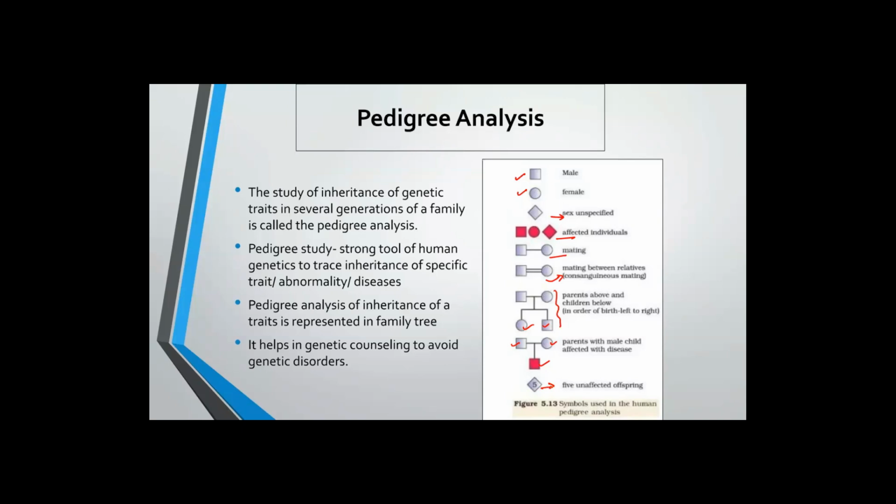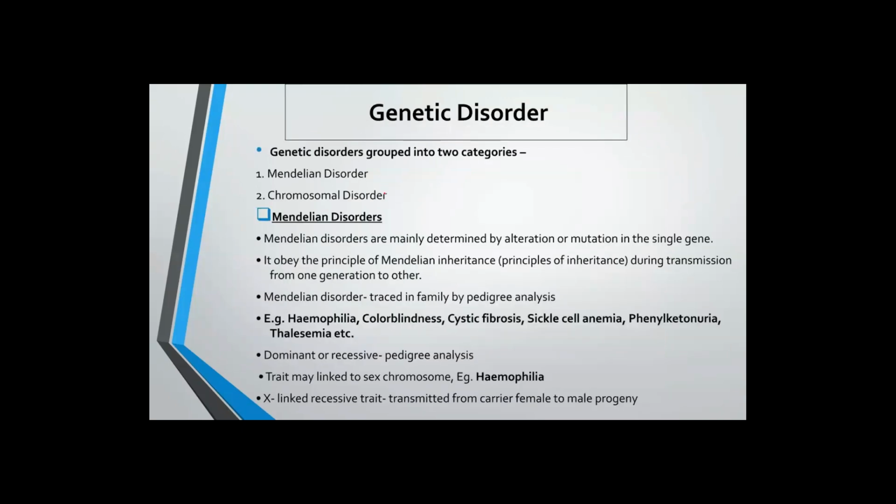unaffected offspring. Now moving to genetic disorders, there are Mendelian disorders as well as chromosomal disorders. Mendelian disorders include examples like hemophilia, color blindness, cystic fibrosis, sickle cell anemia, phenylketonuria, and thalassemia, and these are because of alteration or mutation in a single gene. It could be sex-linked, that is an X-linked recessive disorder where the gene is transmitted from a carrier female to male progeny. Hemophilia is also a sex-linked disorder.